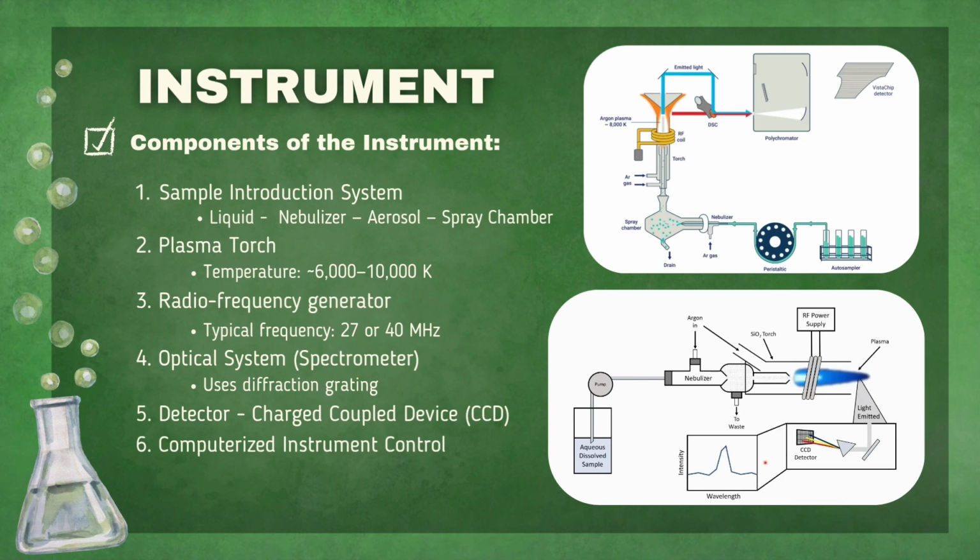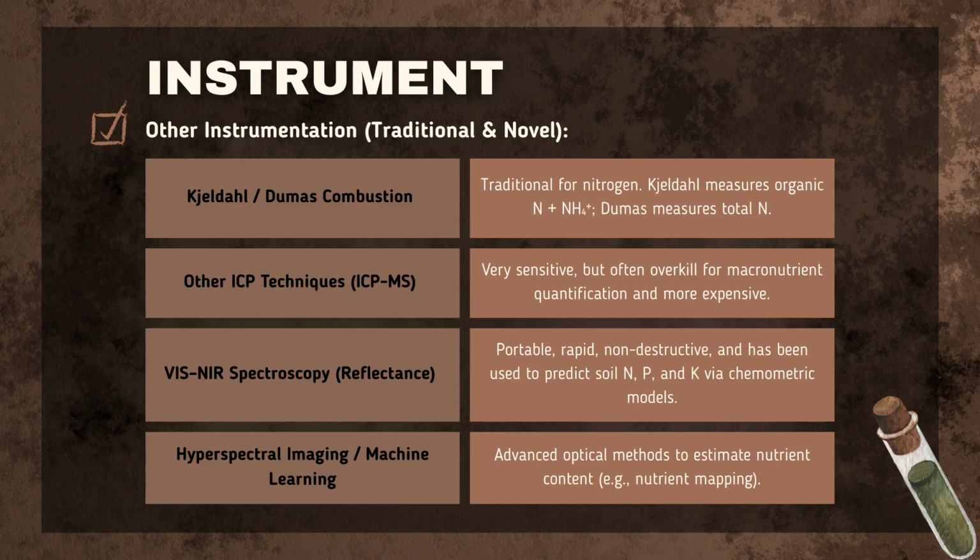Together, these components allow ICP-OES to perform rapid, accurate, and simultaneous multi-element analysis. Before selecting our final instrumentation, we also evaluated other traditional and modern techniques used for soil nutrient analysis. Methods such as Kjeldahl digestion and Dumas combustion are widely used for nitrogen, but they have shortcomings.